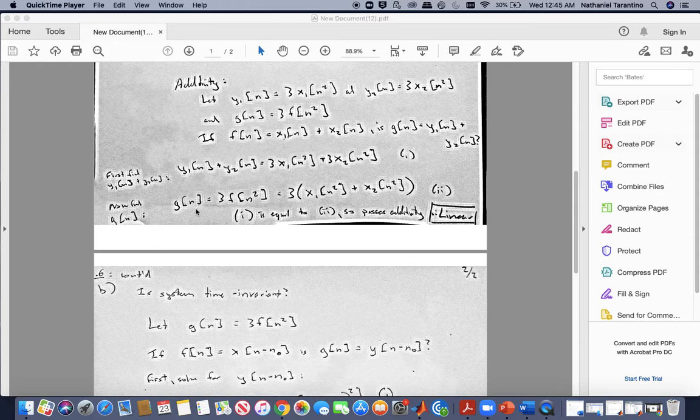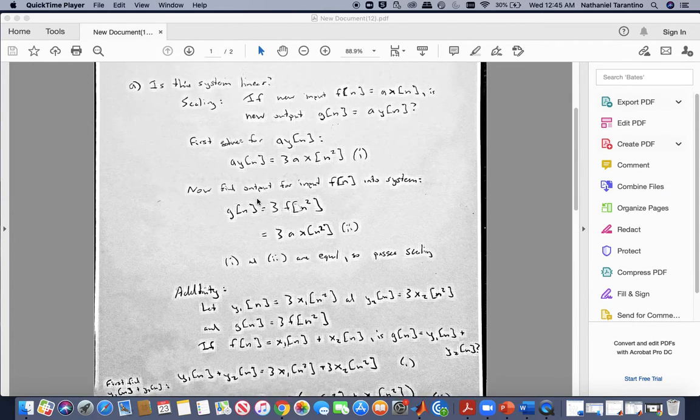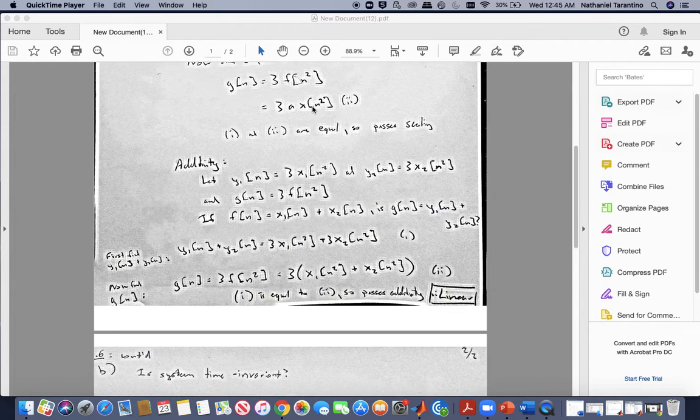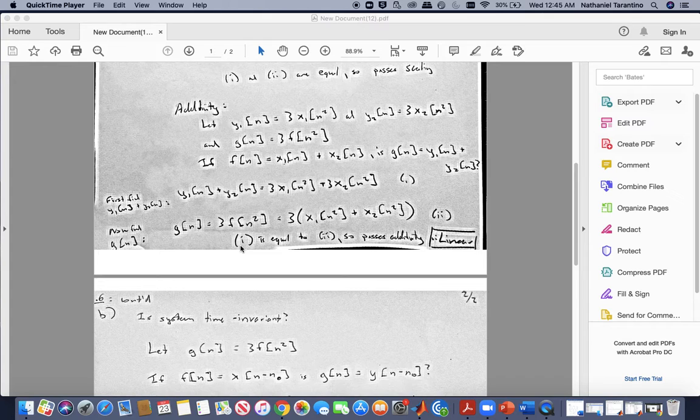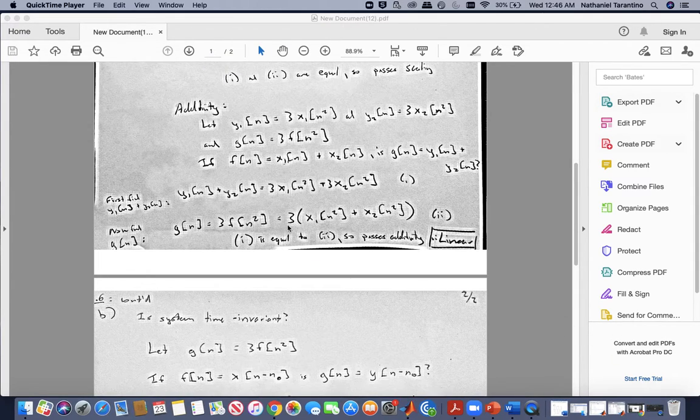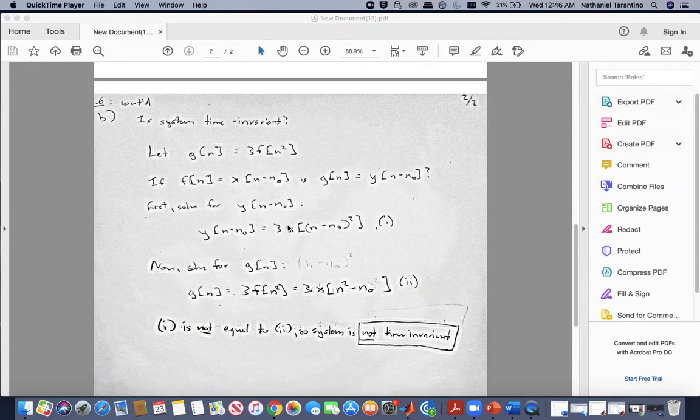And then we find g of n, and we find that it's 3 times f of n squared, the same property again between y of n and x of n as we saw. And we find that that would be equal to 3 times x1 of n plus x2 of n squared. And so if this distributes, then it's the same exact equation as up here. So basically, this passes additivity, so it's linear.